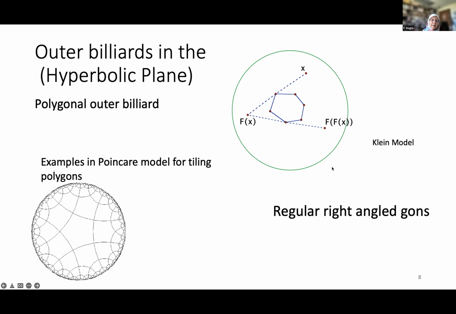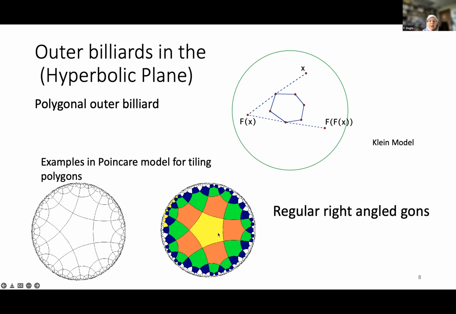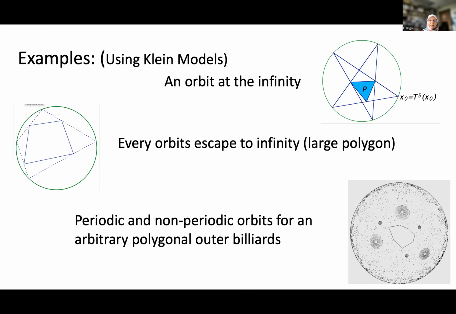Let me give you an example. This is definitely a Poincaré model. We have a pentagon here, and it tiles the whole hyperbolic plane. If I consider the middle tile, the center tile that we can see, as the billiard table, then we are able to find that all the orbits are periodic. And periodicity is also related to the n-gon. Okay, now let me give you a couple more examples.